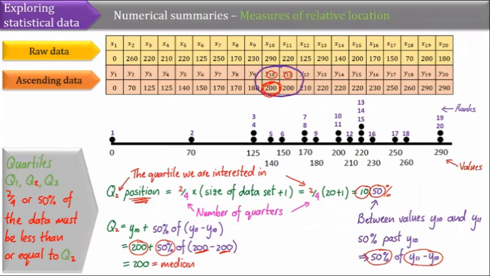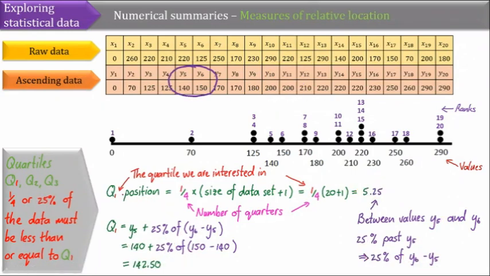Now, that means we're sitting exactly in the middle of the data set. We have 10 values to the left and 10 values to the right. So this is in fact the median. 200 is the median. If we recall from our measures of location, when we calculated the median for this data set, we took the average of Y10 and Y11, which is exactly what we did over here as well.